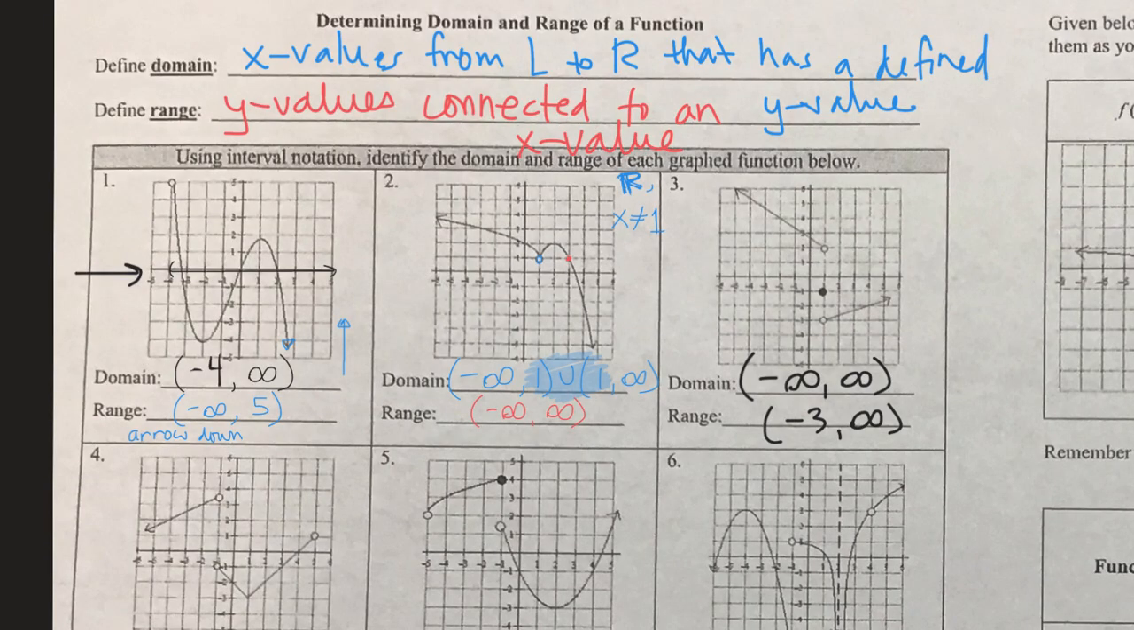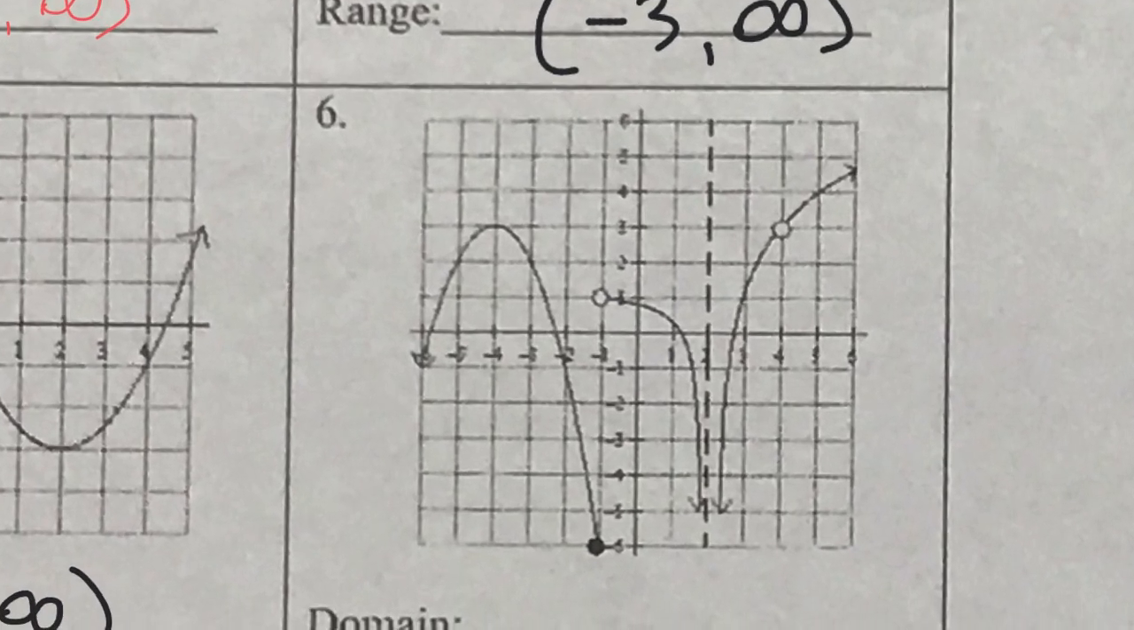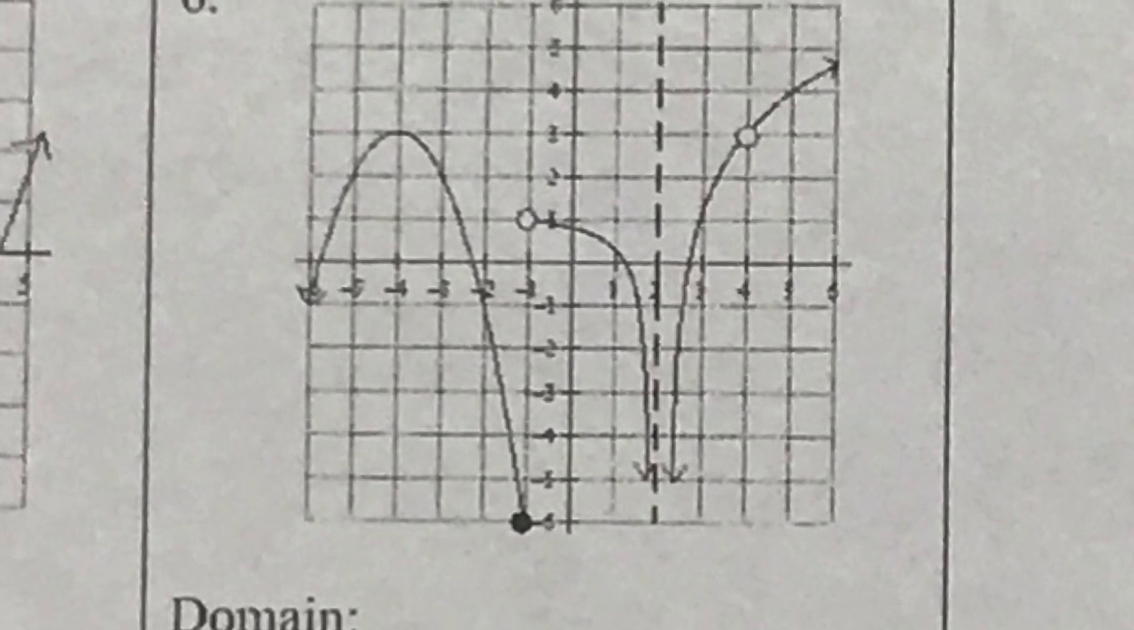So there are all of the answers to the first 5, but let's talk about number 6 specifically because it's got some strange things going on here. So domain, once again, we go from left to right. So we notice there's an arrow that's going down, but it's also going to the left, which means our domain starts at negative infinity because all the values to the left are going to be included.